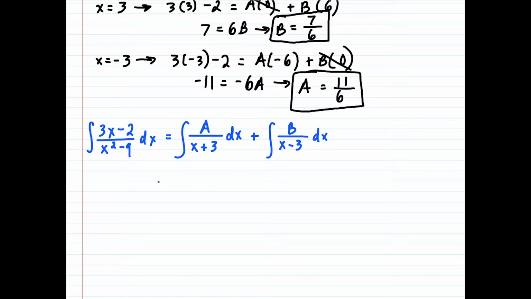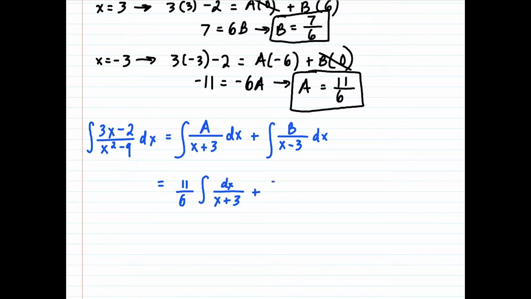Okay, so now we're ready to plug in the constants. So when we plug in a equals 11 over 6, that's a constant, so we could just bring that out in front of the integral and write 11 over 6 times the integral of dx over x plus 3.